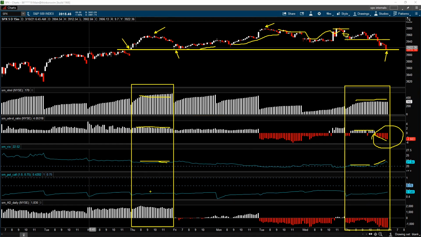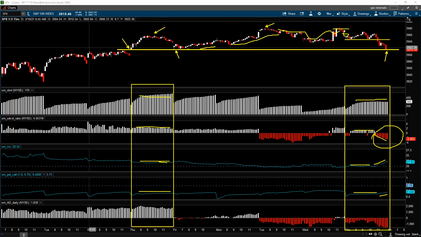Then if we take a look at the put-call ratio, the put-call ratio was pretty flat also, right? And it was kind of flat this morning. Then look, it came up as the afternoon sell-off increased. So we are seeing a little bit more put buying.